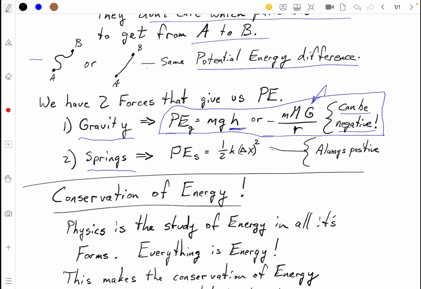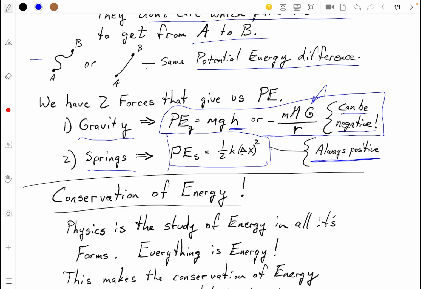However, springs are a little bit different. No matter what happens, if you stretch the spring away from its equilibrium point, in other words, if delta x gets greater than 0, then no matter what, you are gaining potential energy. It's always positive. There was something else that I wanted to say about that.